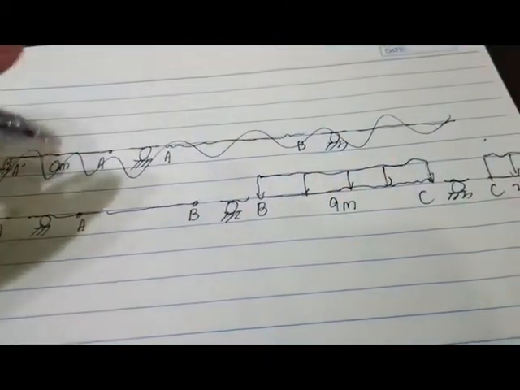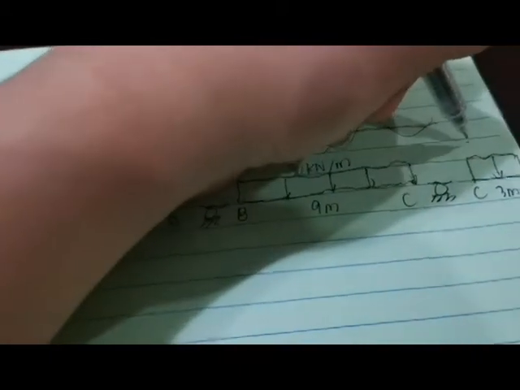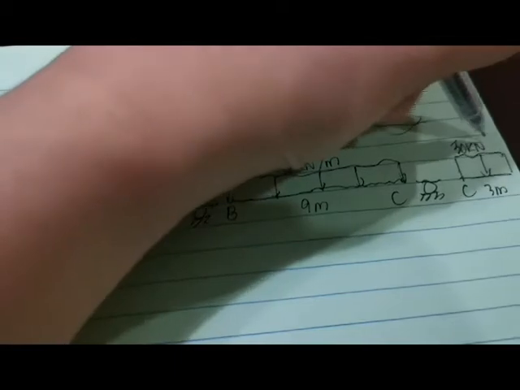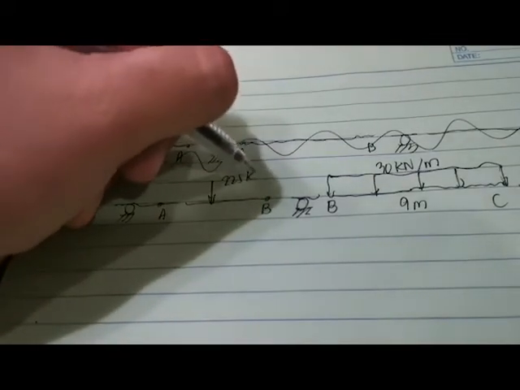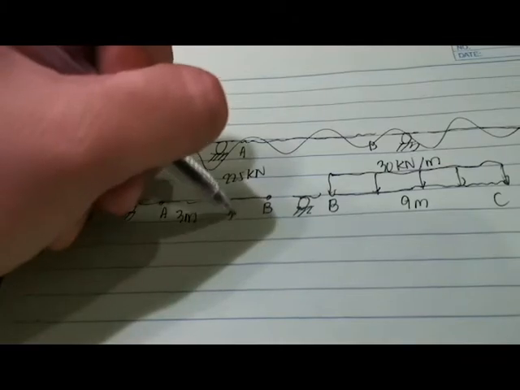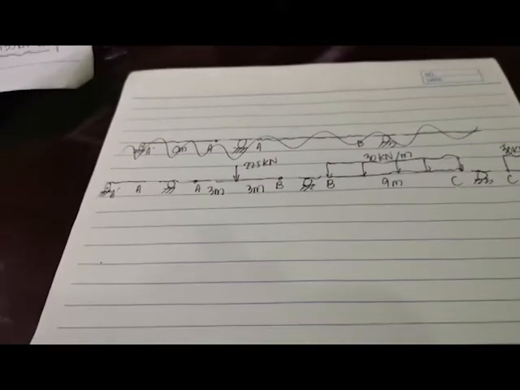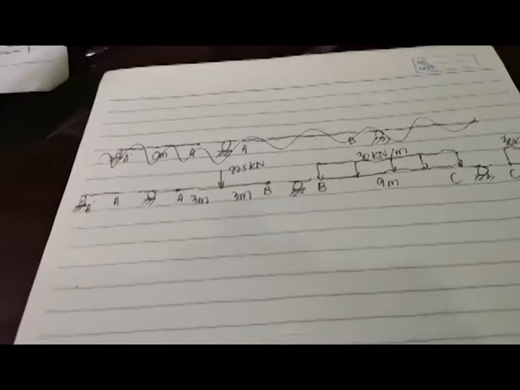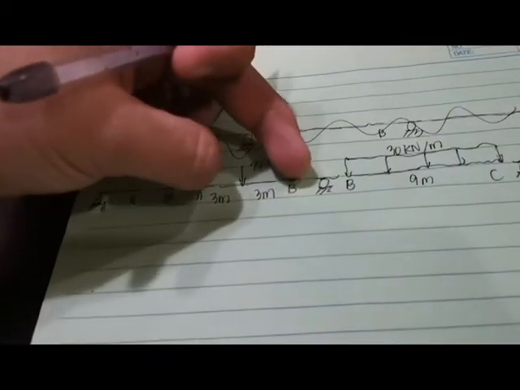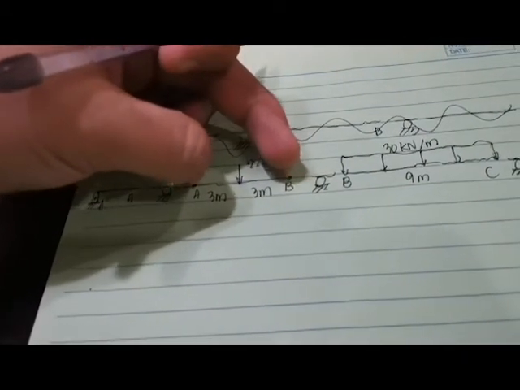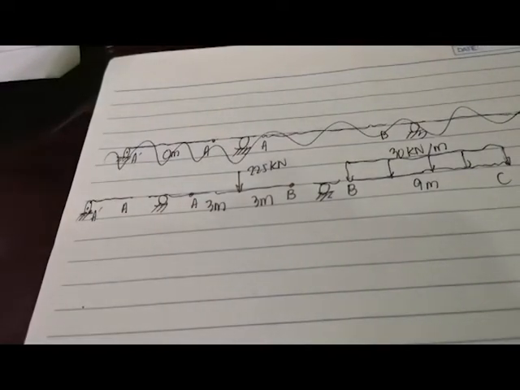This is 9 meters. Okay, this is 30 kilonewton per meter. And we have a concentrated load here of 225 kilonewton. This is 3 meters, 3 meters. Okay? So that is your beam now. And we sketch the moment diagram of the span. So we can neglect your A prime A, and just consider this span AB.